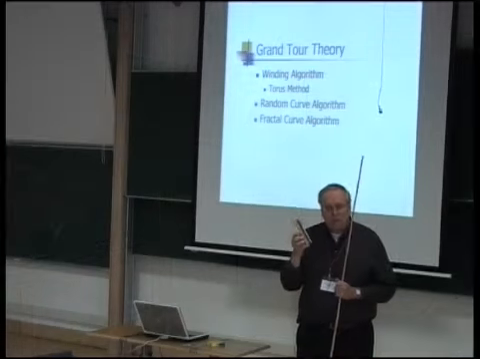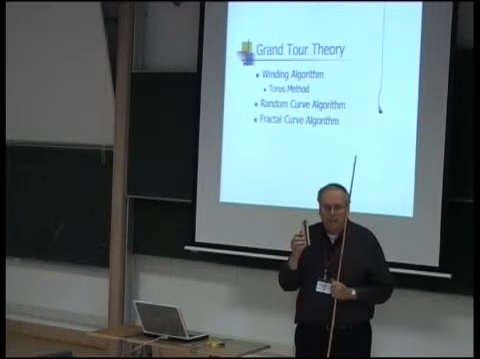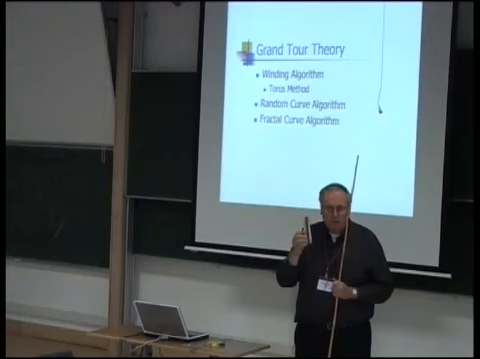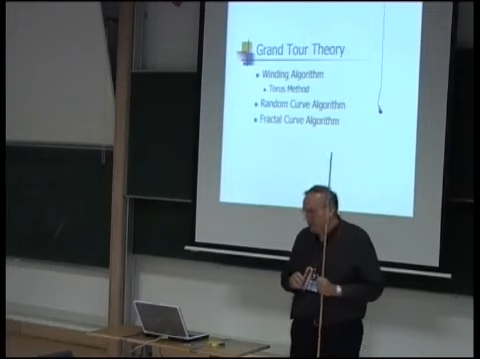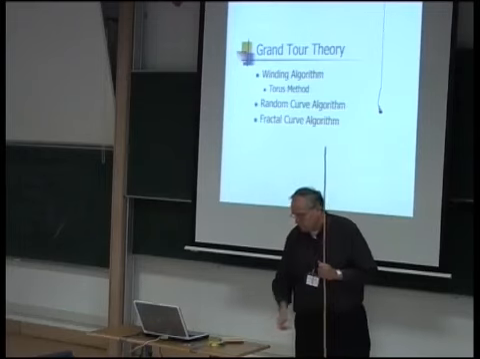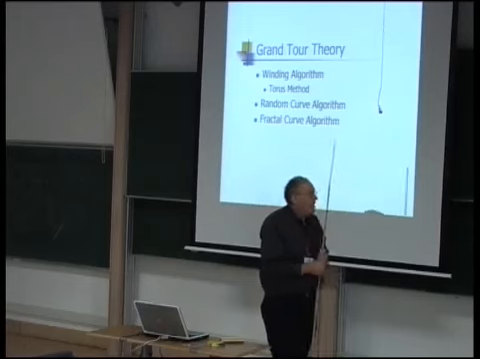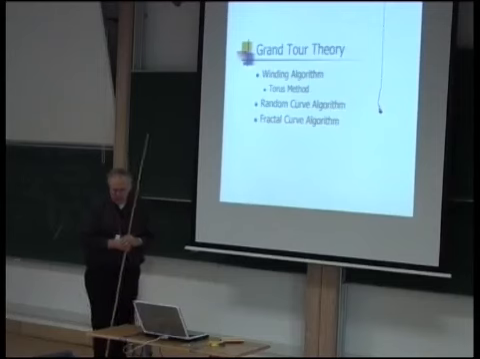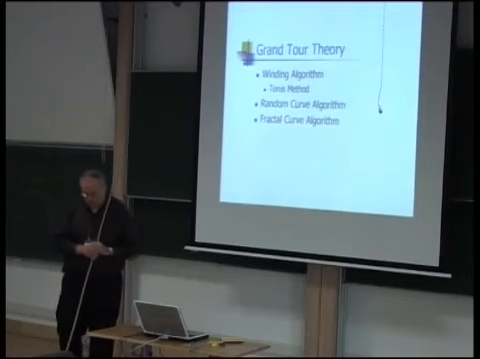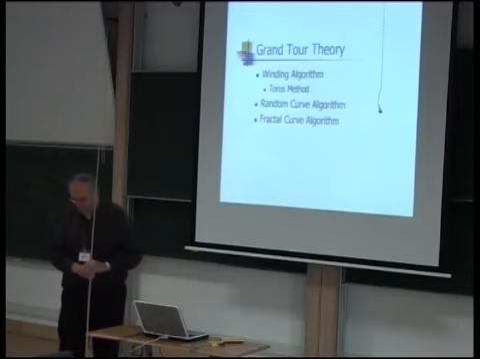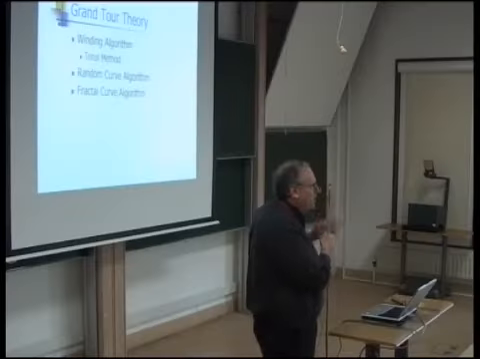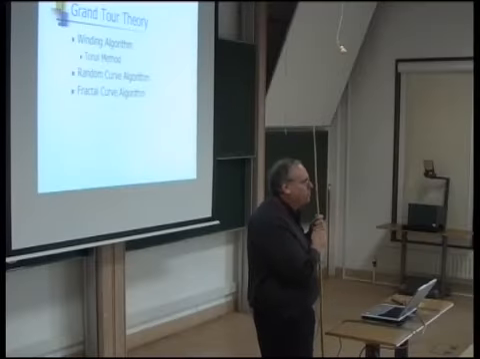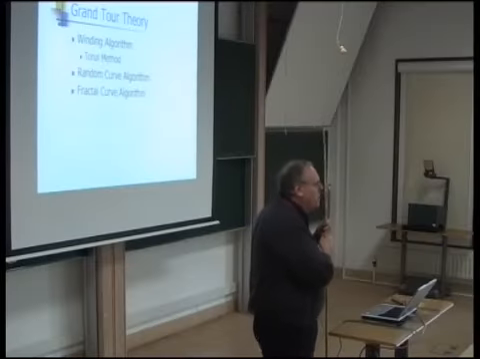But the angles that I'm talking about are not angles in 2 or 3 dimensional space, they're angles in high dimensional space. So the question is, how do we do that? The original formulation of this is the so-called torus method, or what's often called the winding algorithm, and I'm going to describe that in a minute. But the notion is as follows.